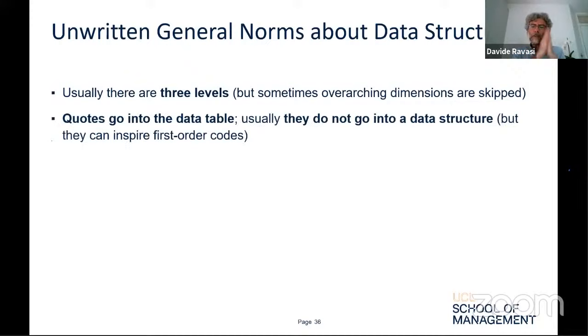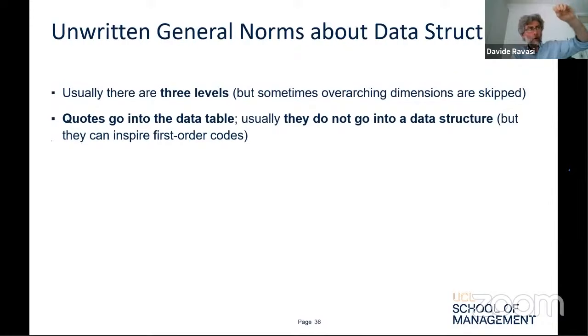Quotes go into the data table. The data structure shouldn't show quotes unless you're using them as in vivo labels. Now, in theory, yes, you could have an enormous figure that shows a data structure, and you keep going, and for every first-order code, you show a lot of quotes.